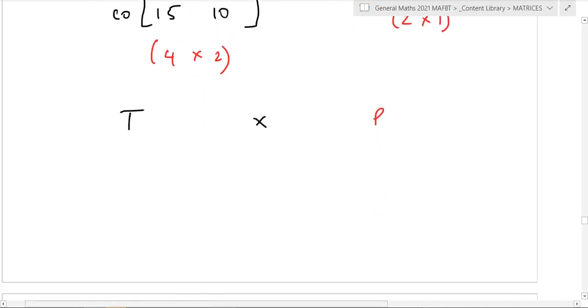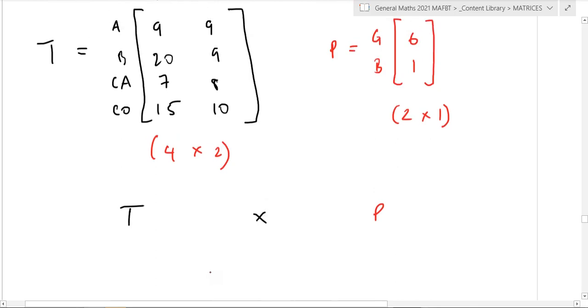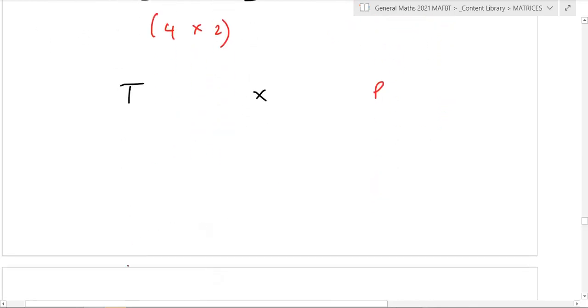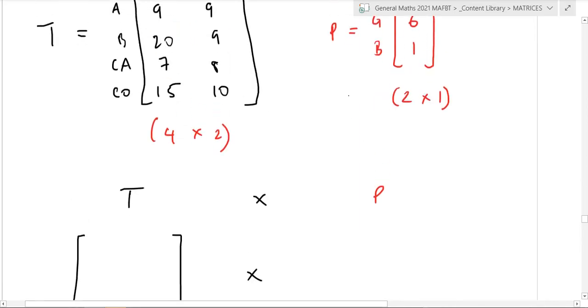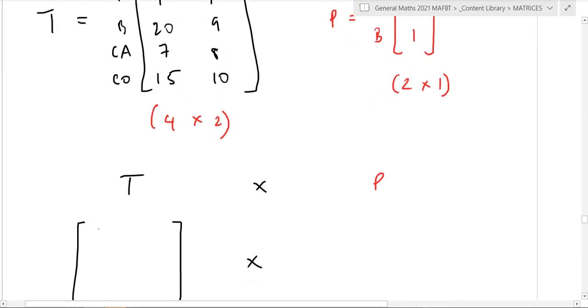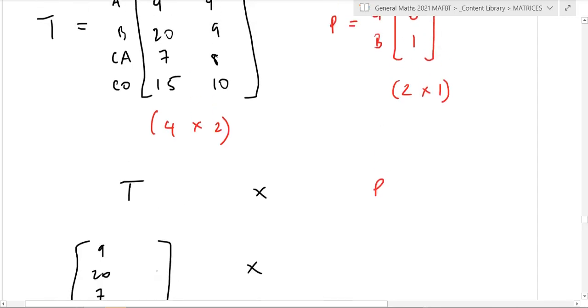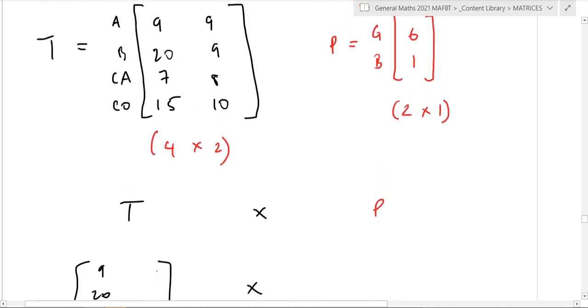I want you to put that in your calculator, okay? Actually, no, let's write this down first. Sorry, guys. Write it down. So T times P, so T matrix times P matrix. So we're doing it all properly. So you got 9, 20, 7, and 15. Okay, we would have to do it by hand. Yeah, no, not by hand.